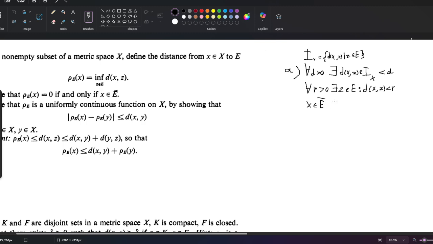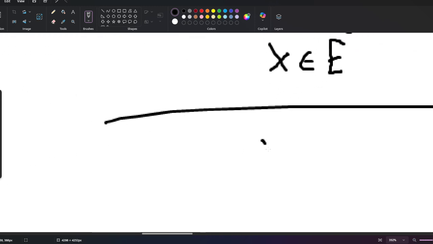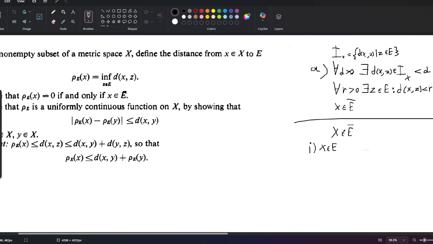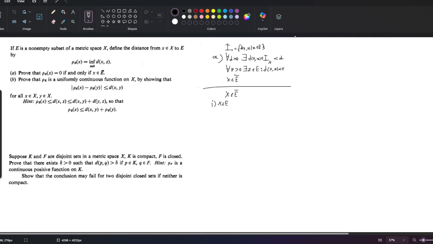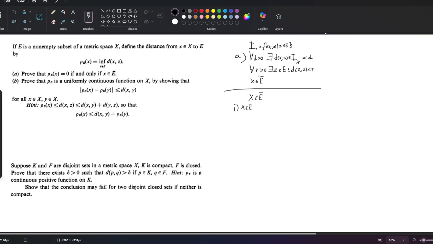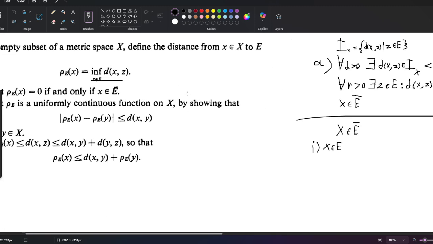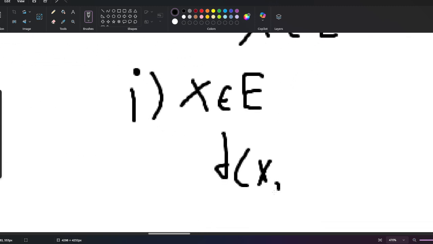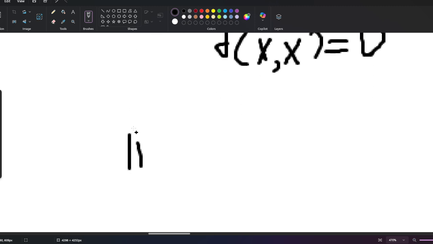Alright, and before we go to B, we have to prove the converse. So case number 1 is x belongs to E directly, so it's not specifically a limit point that doesn't belong to E. And what does it mean? Well, if x belongs to E, then its infimum is going to be 0 for sure, because we can just take d(x,x), which is equal to 0. So I don't see any point to write more down.